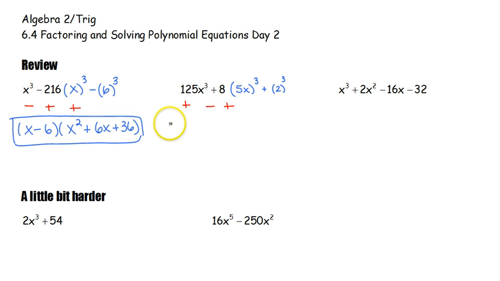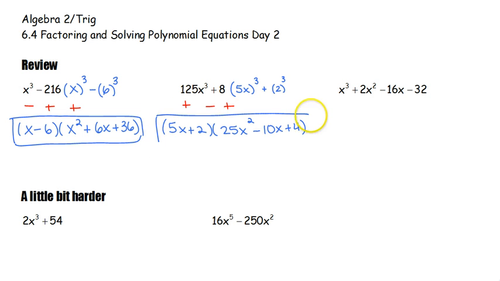So we have a plus b times a squared. Now remember, our a term has the 5 and the x, so that becomes 25x squared minus a times b, which is 10x, plus b squared. So that gives us 5x plus 2, can't factor any further. 25x squared minus 10x plus 4 cannot be factored any further, so that will be our answer.